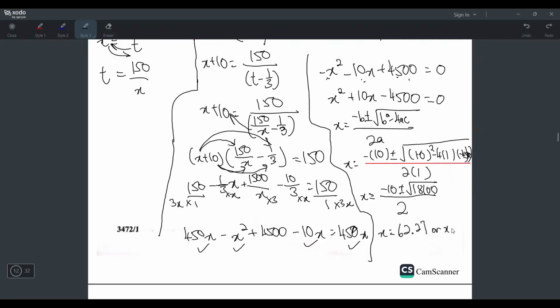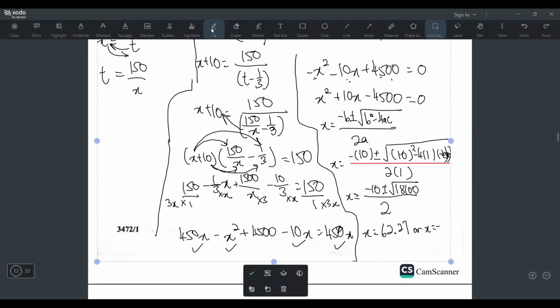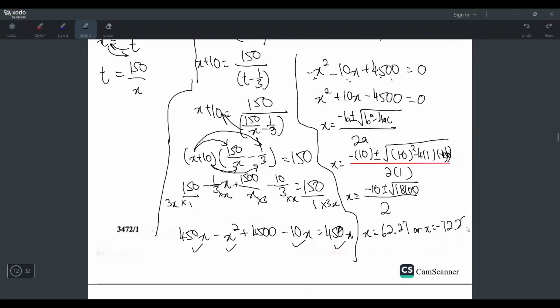Or the other answer is negative 10 minus, this time minus, square root 18100 equal, and then answer divide 2. So change to decimal, negative 72.27. So you end up getting two different roots. Okay, 72.27. Now we have to reject this answer, rejected.